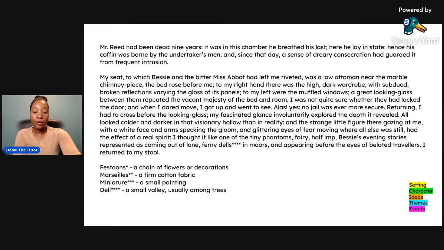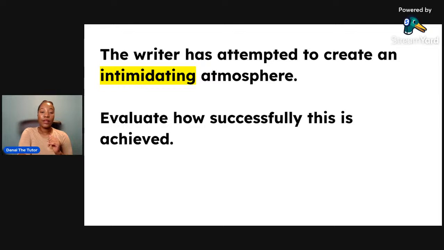So now the question is, the writer has attempted to create an intimidating atmosphere. Evaluate how successfully this is achieved. This is how your question is worded. You're given a statement about what the writer has attempted to do, and then you have to evaluate how successfully it's achieved. So I advise students to agree with the statement and go along the line that yes, the writer is successful, because fully agreeing with the statement doesn't stop you from gaining full marks.